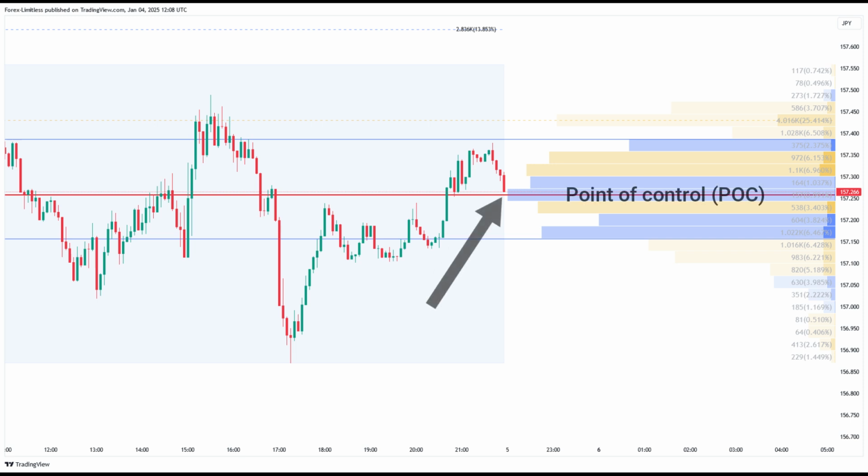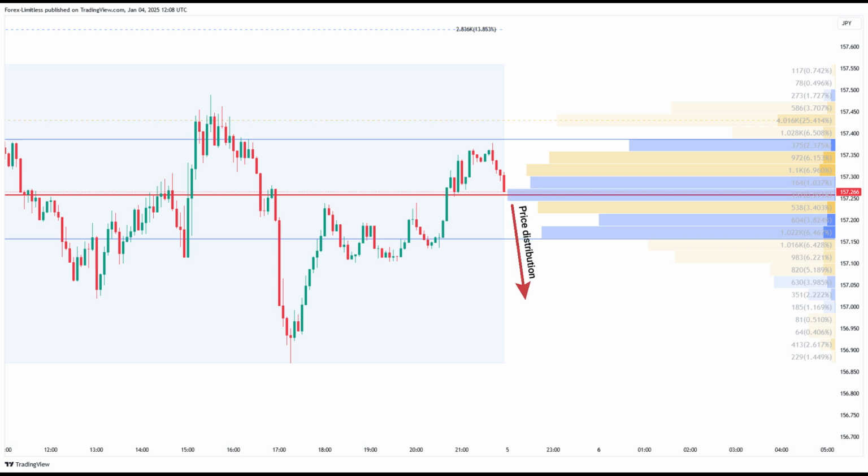The point of control represents the area with the highest trading volume among all market participants. This signifies a price accumulation zone, where the price tends to consolidate. In other words, after accumulation, the only logical outcome is price extension.